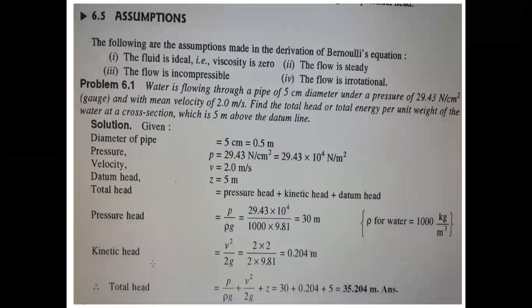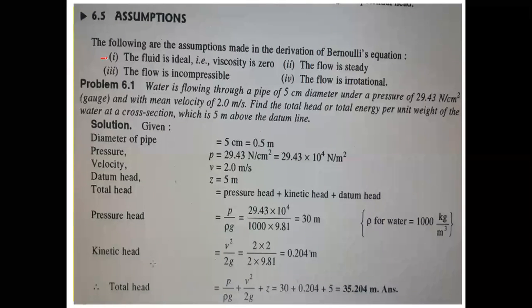The first assumption is that the fluid must be ideal, that is, viscosity is 0. The fluid must be ideal. As we said earlier, viscosity is 0. Therefore, the assumption to get the derivation is that the fluid must be ideal.